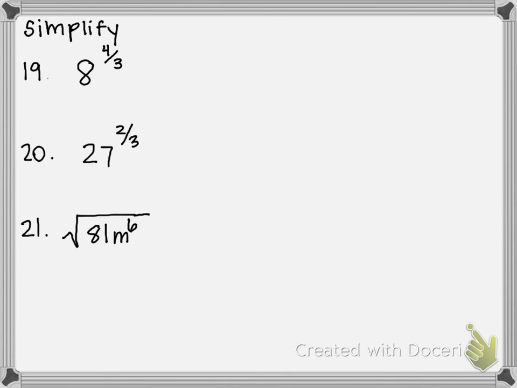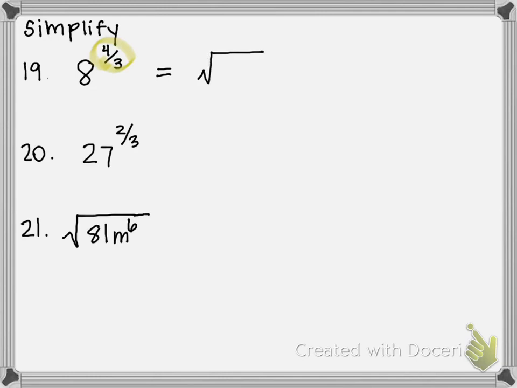Now that we're working on 19 through 25, we are simplifying. So if you look at 19, you're told that we have 8 to the 4/3. And if you remember, a fractional exponent converts to a radical expression. So we could actually convert this into a radical so we can simplify it.